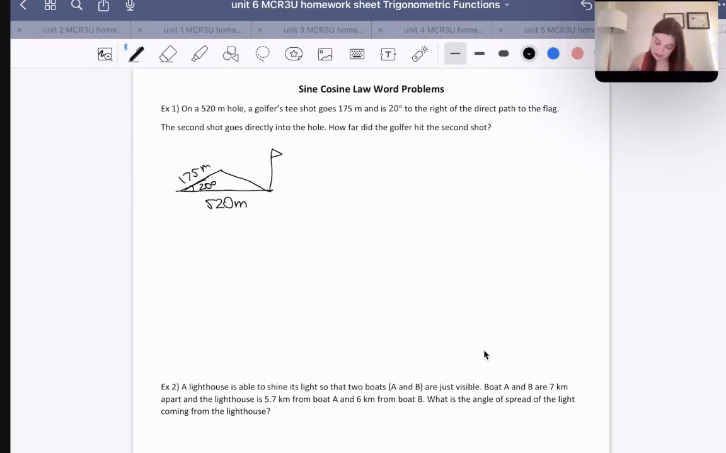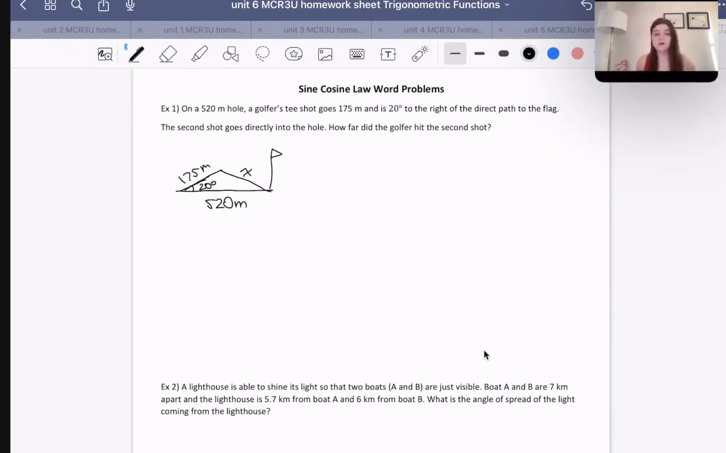And then it says, how far did the golfer hit the second shot? So in other words, what is this, right? How far would we have to hit it the second time? Okay, so let's go for it. So what do we know here?